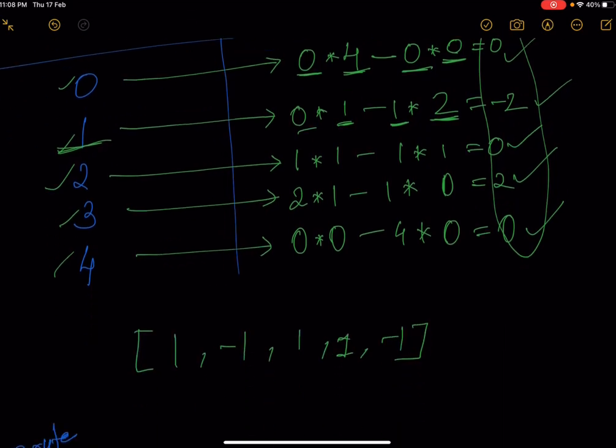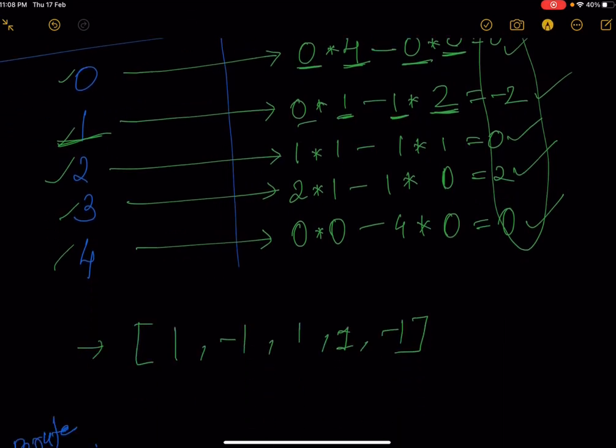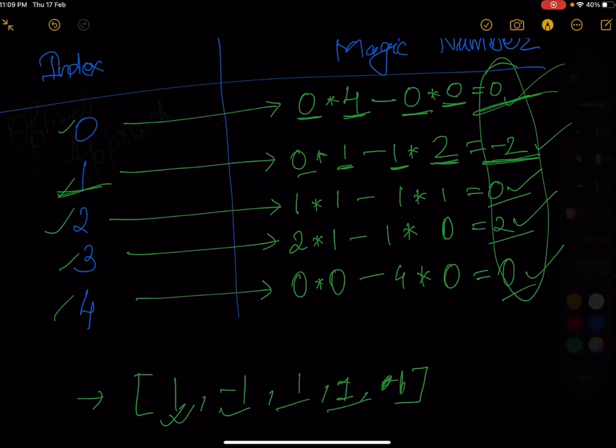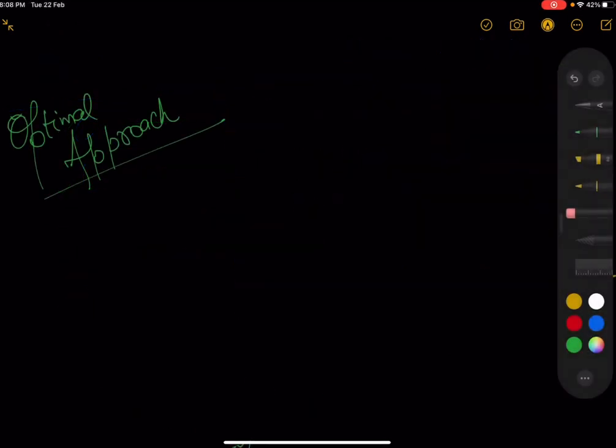Corresponding to it, what will be the answer array that you need to return? As you can see, for the 0th index element, the magic number is coming out to be 0, so for this you will have 1. For the 1st element, you are getting minus 2. Since it is negative, you will return minus 1 for this. Here again you will return 1. Here it is 2, so 1, and here it is 0, so you will return 1.